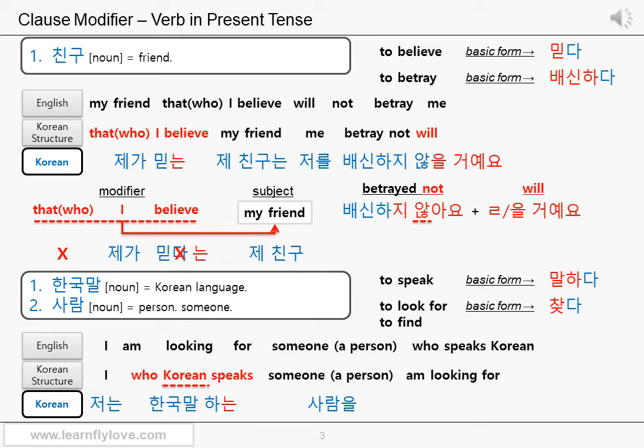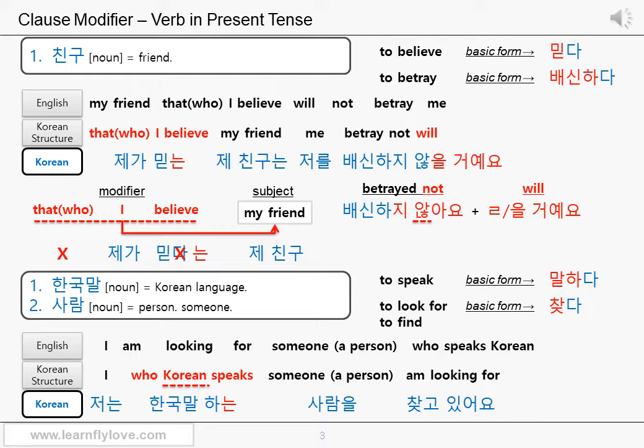Am looking for. To look for or find is 찾다 in Korean, which means to search for somebody or something either because you have lost them or because you need them. It's in the present continuous tense, so let's add 고 있어요 to the stem 찾.